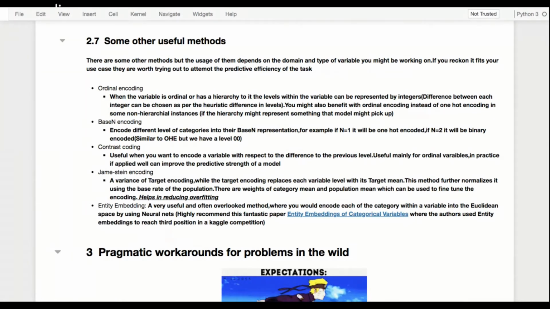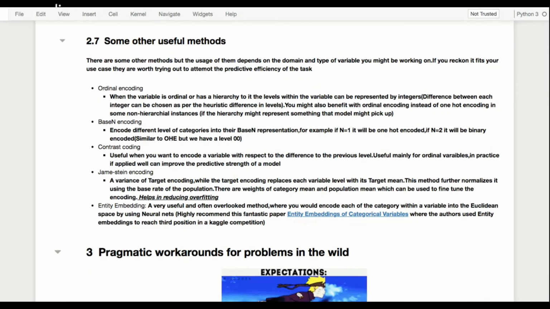Base N encoding, again, if N is 2, it is kind of one hot encoding. Okay, so you get the idea essentially. So you can similarly have base 3, base 4, and so on and so forth. Contrast coding is again useful when you have a relationship between different levels of a particular variable. In practice, if you apply it well, it essentially improves the predictive strength of a model.